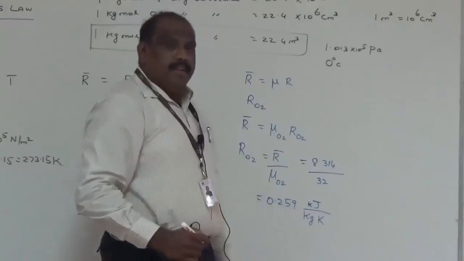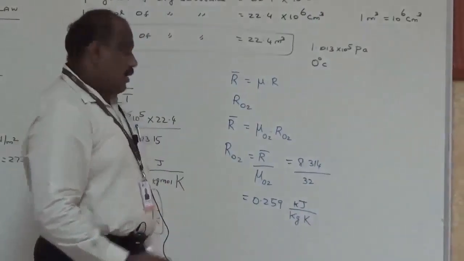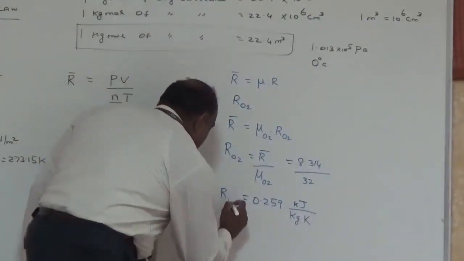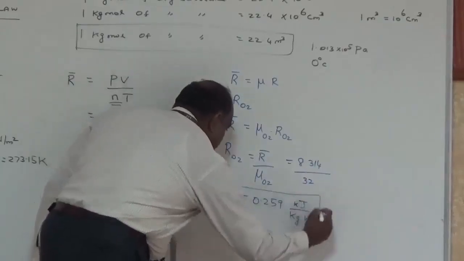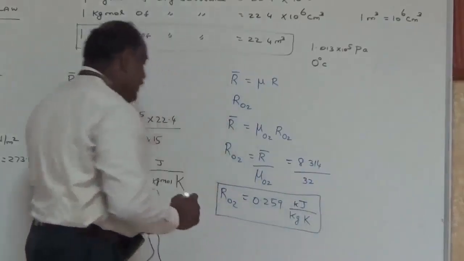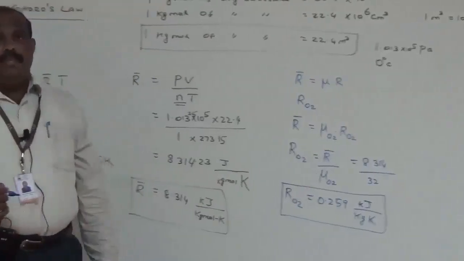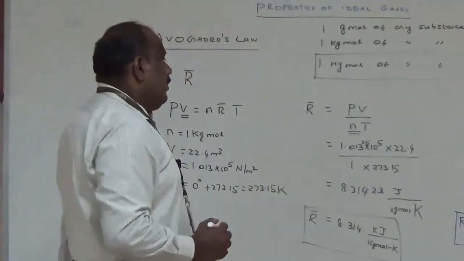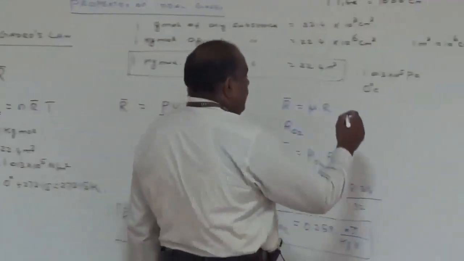There should be no mole in the unit. It is only R, it is not R bar. So we can see that R of oxygen is 0.259 kilojoule per kilogram Kelvin. Similarly, we can find the value of R of nitrogen.